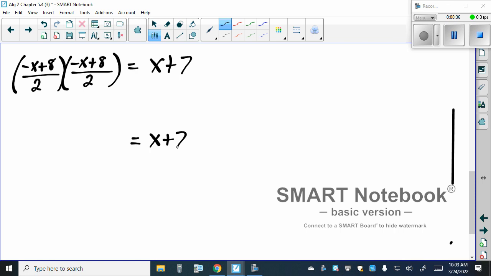X plus 7 is nice. Any questions on this here before we start multiplying? Now the denominators are kind of nice to multiply. 2 times 2 is 4. Now we multiply the numerators, we'll use our distributive property.